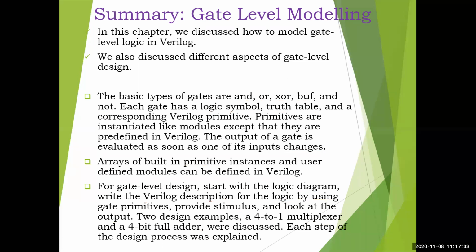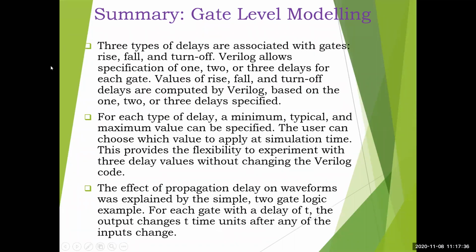Again, one more part is there in this module. In the second part we have seen the delays. Three types of delays are associated with gates: rise, fall, and turn off. Verilog allows specification of 1, 2, or 3 delays for each gate. You can specify 1 delay, 2 delays, as well as 3 delays, and the values of rise, fall, and turn off delays are computed by Verilog based on the 1, 2, or 3 delays specified, as we have seen in one of the delay examples. For each type of delay, a minimum, typical, and maximum value can also be specified. The user can choose which value to apply at simulation time. This provides the flexibility to experiment with 3 delay values without changing the Verilog code.